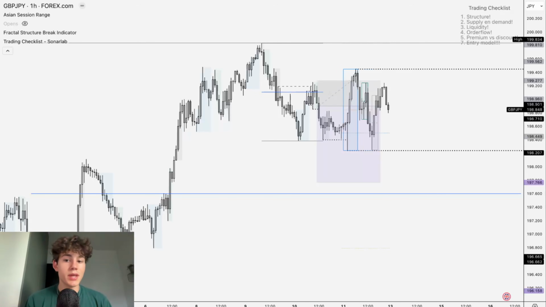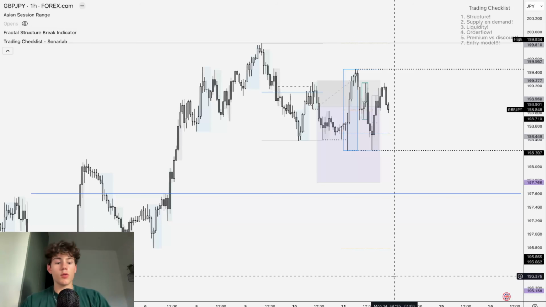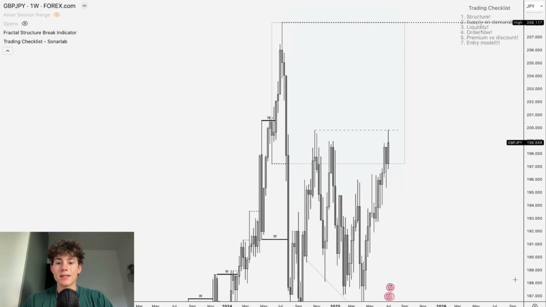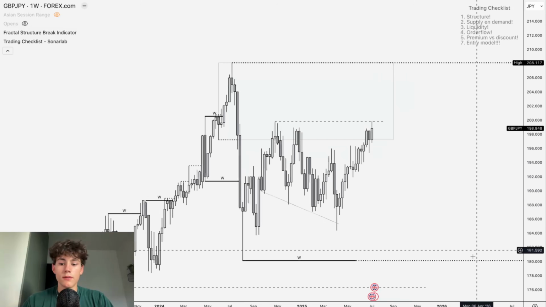So I took a GBP and short setup and it ended up hitting my stop loss. I'm going to guide you through why I took the trade, but also show you my mistakes and what I could have done differently in order to not hit a stop loss.